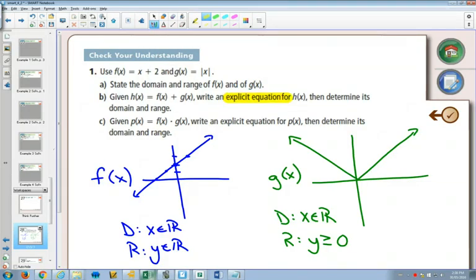An explicit equation means that you're going to write h of x in terms of x only. That's what an explicit equation is. So right now, h of x is written as f of x plus g of x. If I wanted to write that as an explicit equation, instead of f of x, I'm going to write x plus 2. And instead of g of x, I'm going to write plus the absolute value of x.